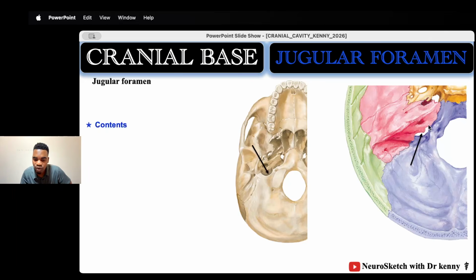This is the jugular foramen. You can see it's a little bit bigger, right? But because they transmit these nerves, 9, 10, and 11, which are your glossopharyngeal, vagus, and spinal accessory, it's also called the jugular foramen. So it transmits the jugular vein also. What jugular vein? The internal jugular vein.